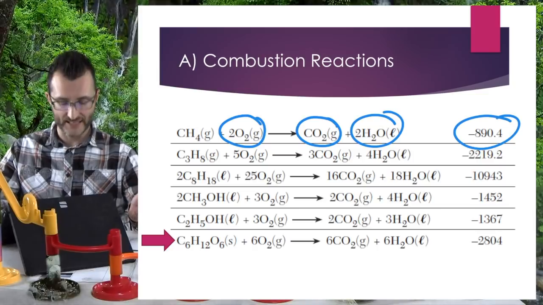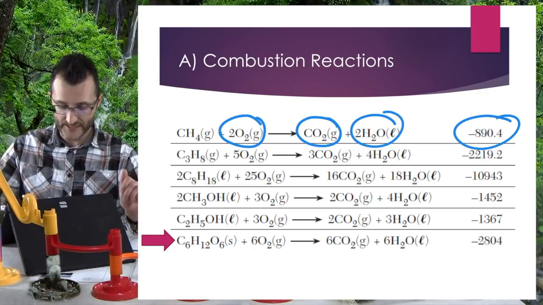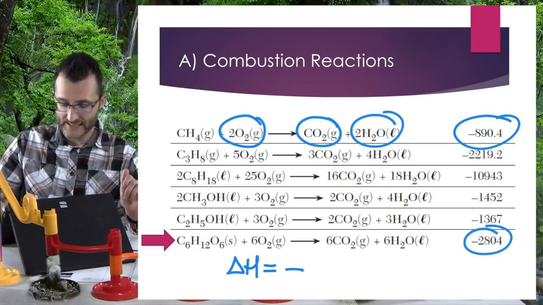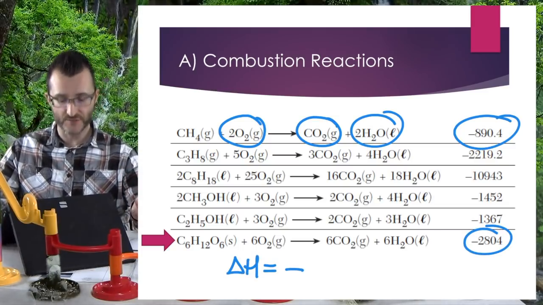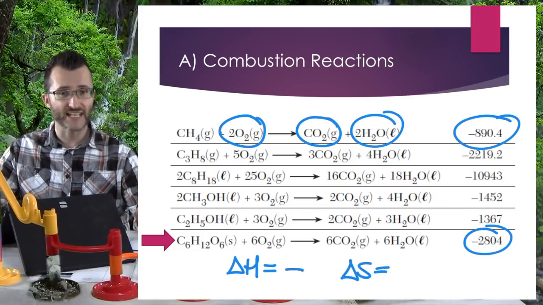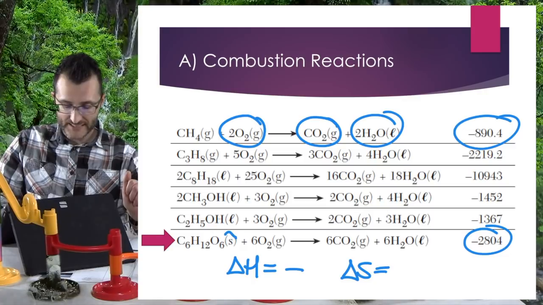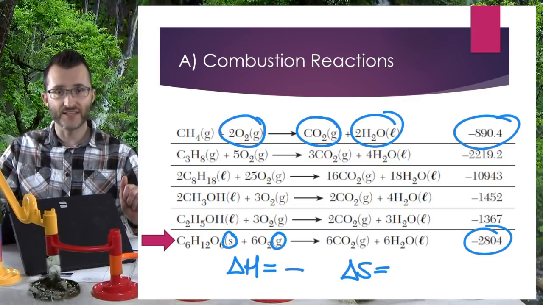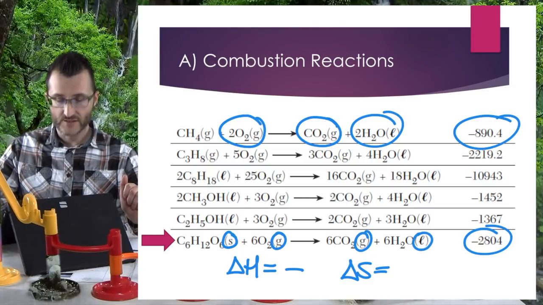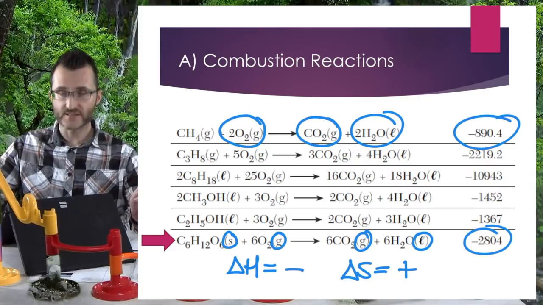Let's take a look at that last reaction. It's glucose being combusted. So we again know that delta H, the enthalpy change, is negative because of the sign here. And if we're looking at entropy, entropy, by the way, is labeled delta S, we just have to look at the phases. We've got solid and gas on the reactant side, and gas and liquid on the product side. So clearly our entropy is going up, so we say that delta S is positive.